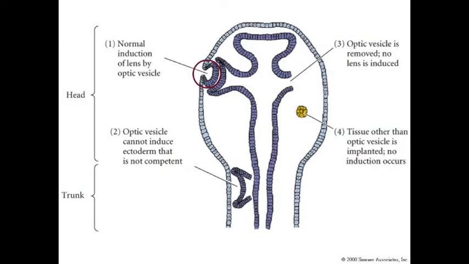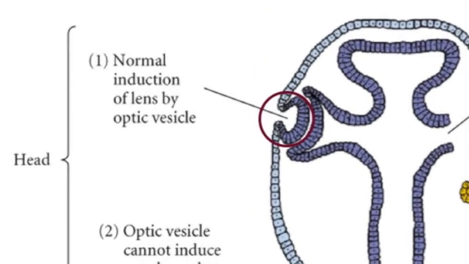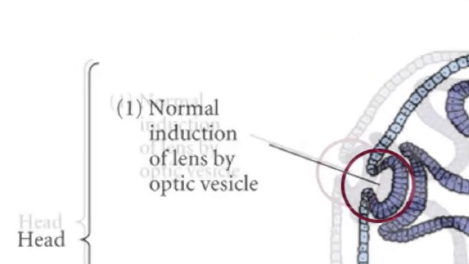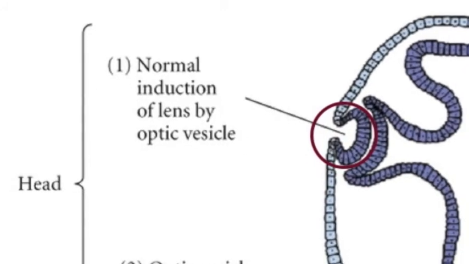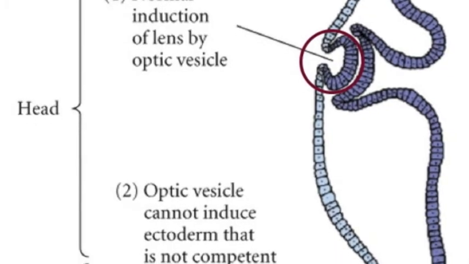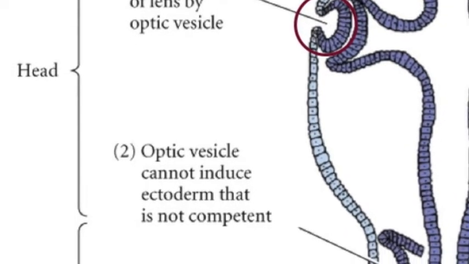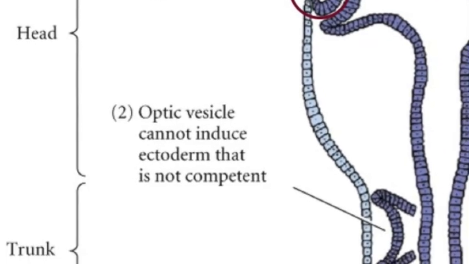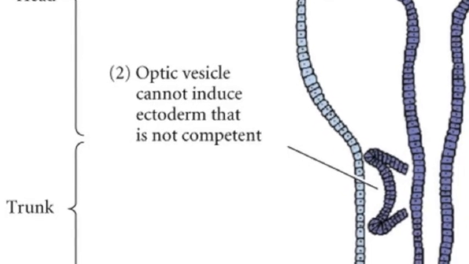For example, the eye is controlled by a gene known as PAX6. If everything is in its place, like in part 1, a lens will form. However, if the optic vesicle, which is expressing PAX6, is moved to the trunk of the embryo, no lens will be formed, as is seen in part 2. This is because the trunk cells are not the right type of stem cell.